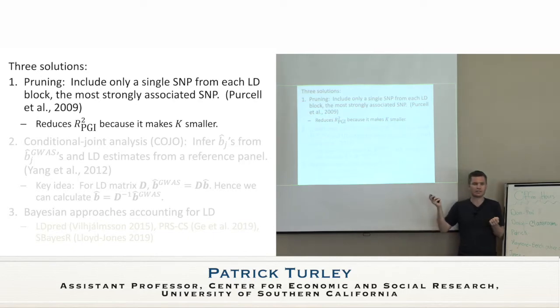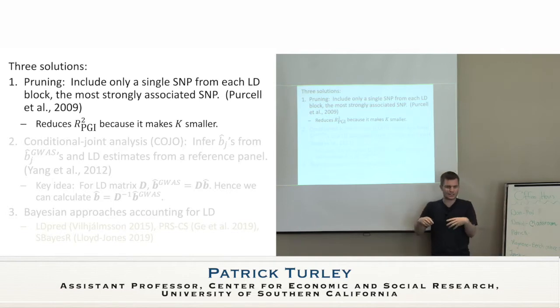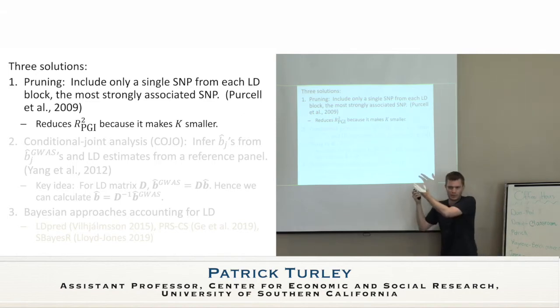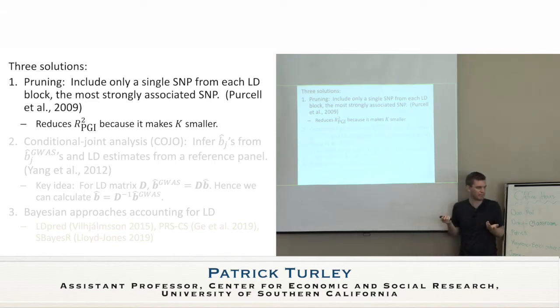This is also related to the reason that if we reduce the set of SNPs, it reduces the SNP heritability. So if we think about the SNP heritability of the k SNPs that we select through this pruning algorithm, that's going to be lower. And because the SNP heritability is lower, the R squared will be lower.